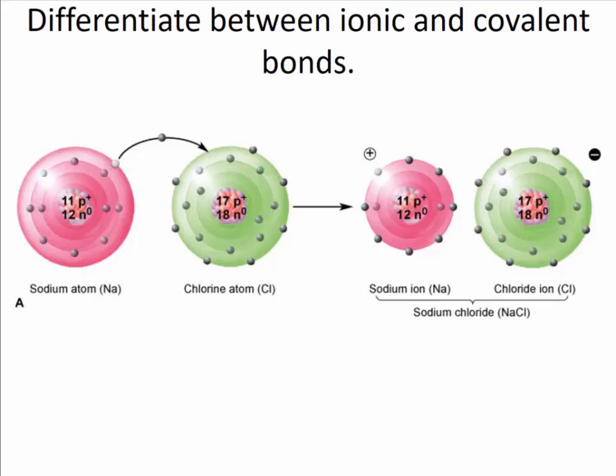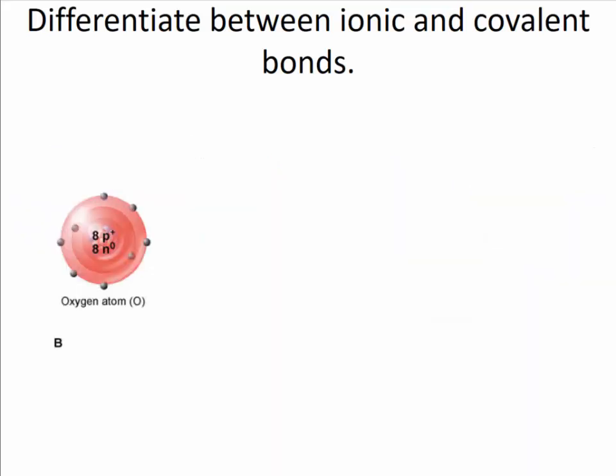We have sodium chloride as a compound. The other type of bond is a covalent bond. Here we have an oxygen atom. Oxygen is number 8 on the periodic table because it has 8 protons, as we discussed earlier. It also has 8 electrons in its orbitals. The first orbital is full with 2, but the second orbital only has 6 electrons.